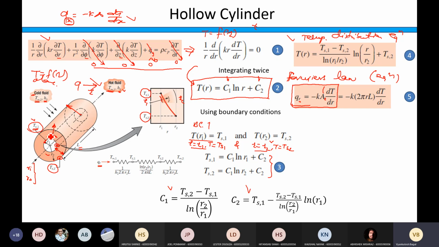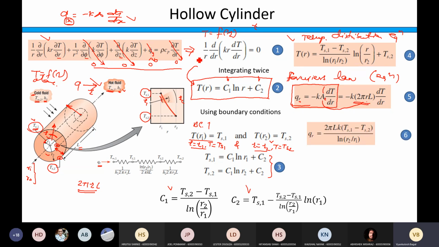So I am taking any radius r here. At that particular radius r, when I open the cylinder, the area is going to be 2 pi r L, the surface area, which is responsible for the heat transfer to take place. Is it clear why area is 2 pi r L? Yes, sir. Getting it. Fine. So that's why this A is replaced by 2 pi r L, the dT by dr will remain as it is. Name this as equation 5.